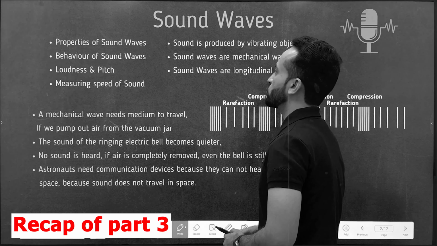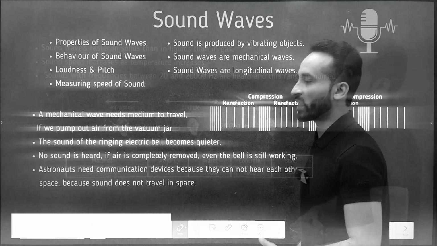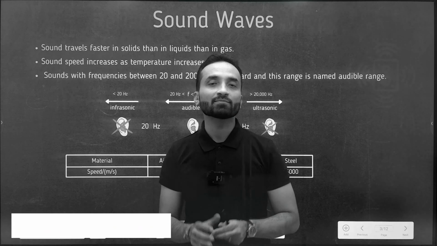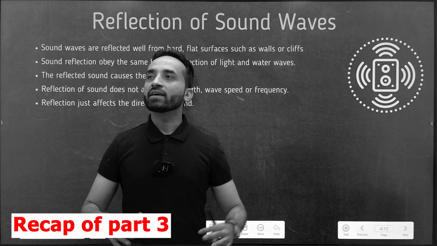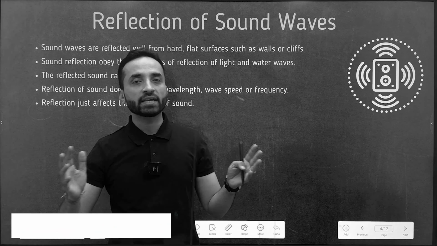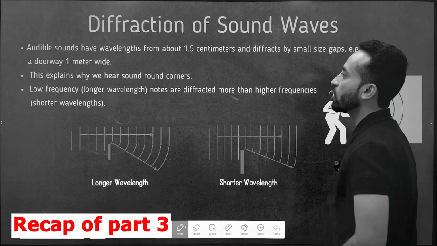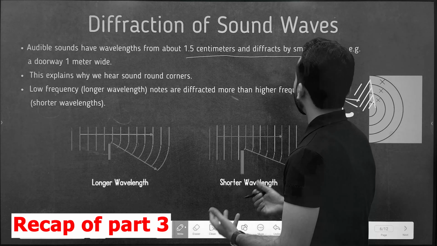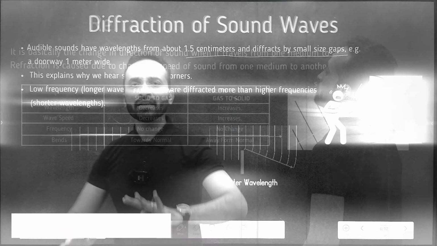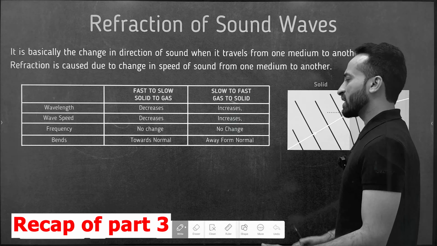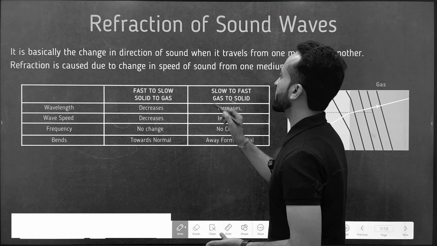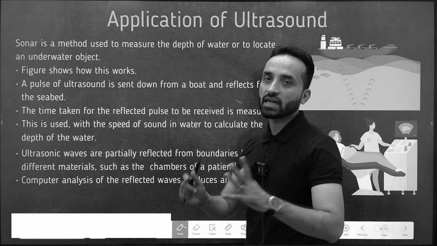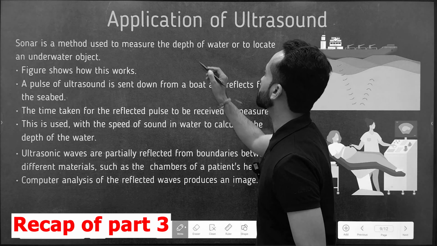There are a lot of things I wish to talk about. First is properties of sound waves, different comparison that we have to do between solids, liquids and gases, because whenever I am talking, there is a continuous reflection from the walls. Refraction of sound, audible sounds have wavelength of about 1.5 centimeter and diffracts by small size gap, so you do understand. So refraction of sound waves, so it is again nothing new for you. It is basically the change in direction of sound whenever it travels from application of ultrasound. So sonar, sound navigation and ranging is a method used to measure the depth of water.